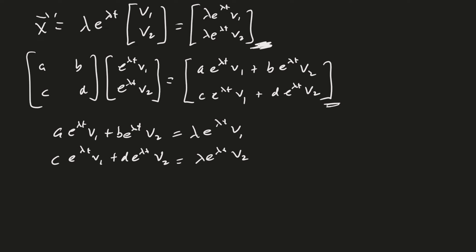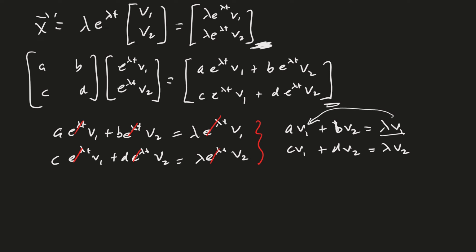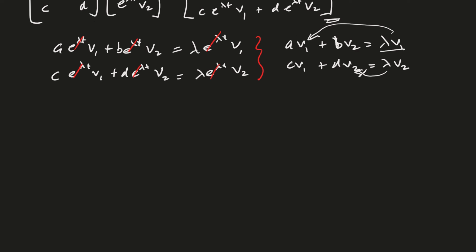Good. Now what you'll notice is e to the lambda t is everywhere, so we can divide both sides of the system by e to the lambda t, and therefore we can rewrite the system as a v1 plus b v2 equals lambda v1, and c v1 plus d v2 is equal to lambda v2. Okay, and now what I can do is subtract lambda v1 from both sides and lambda v2 from both sides, and I can rewrite the system of equations as the following.